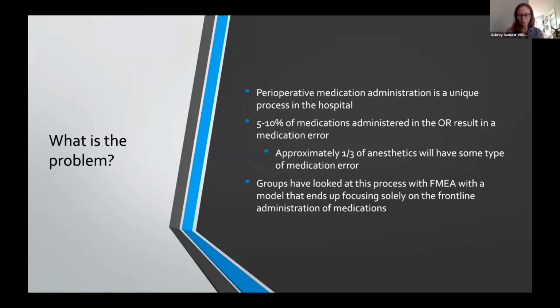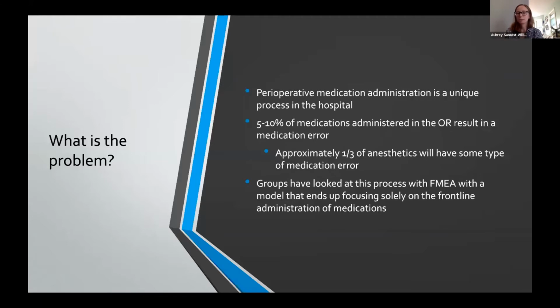That, when you look at the number of medications that we give during a case, translates to approximately a third of all anesthetics. So a third of all patients in our ORs will have some type of medication error. Doesn't necessarily mean that they take any harm from it, but that medication error, that hazard is there.